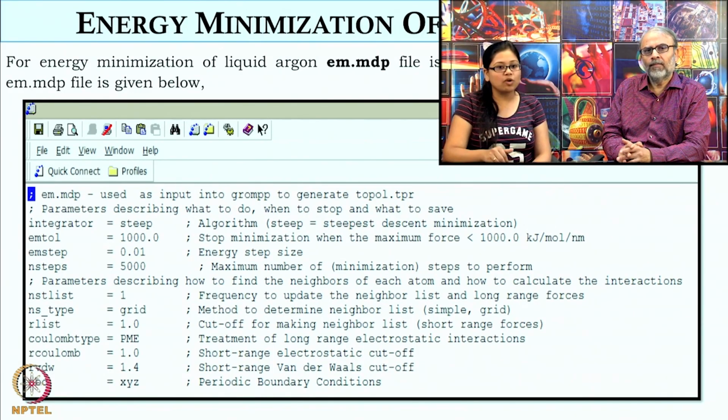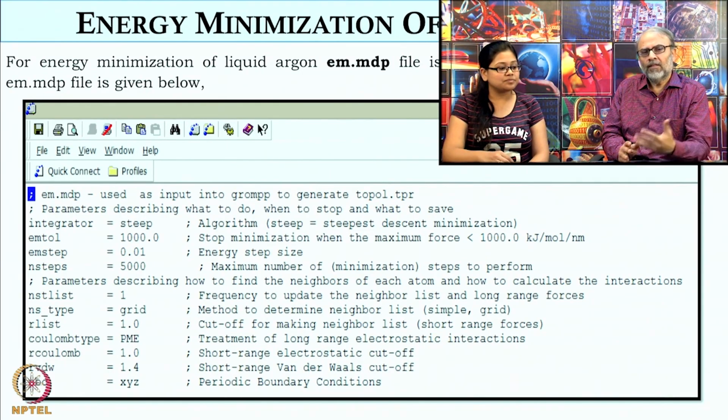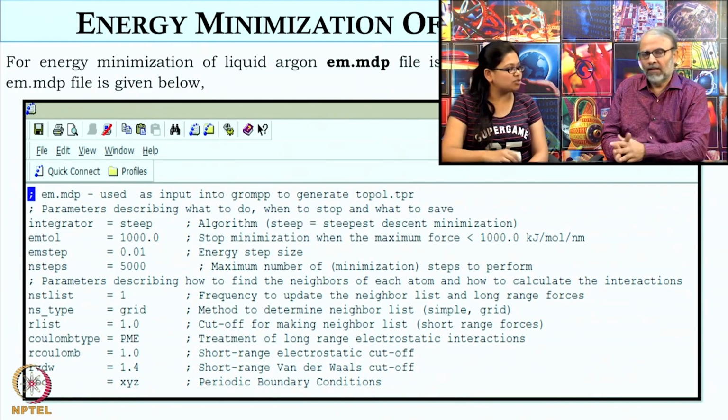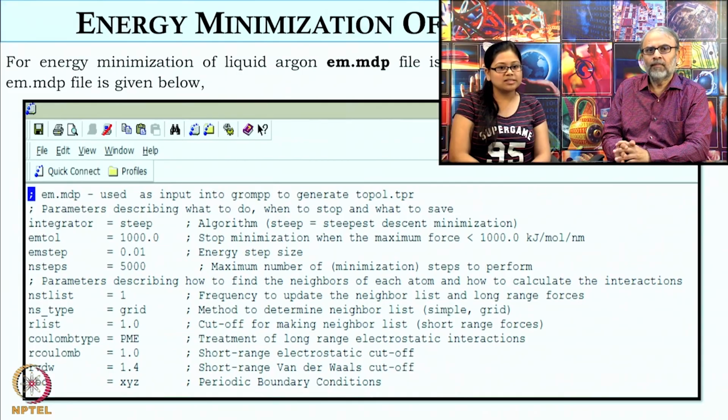Then is coulombtype. Coulombtype is for treatment of long-range electrostatic interactions. We have to use certain algorithms. Here we are using the particle mesh Ewald algorithm, that is the PME algorithm, to treat the long-range electrostatic interactions. Instead of PME, there is what is called reaction field, and there is what is called Ewald. Maybe when we have time, we can actually do this, or we can give one as an assignment. We will check which is more efficient and correct. Then there is rcoulomb.